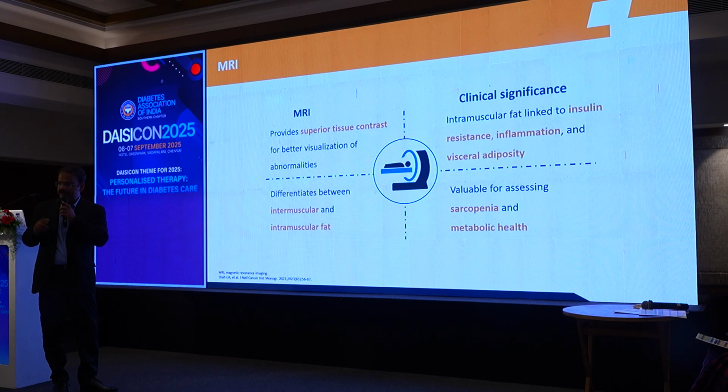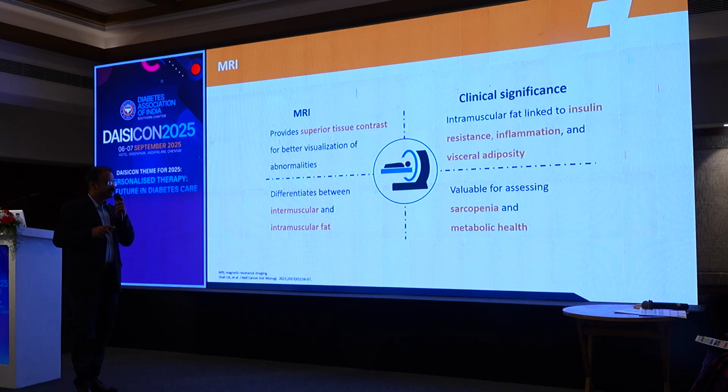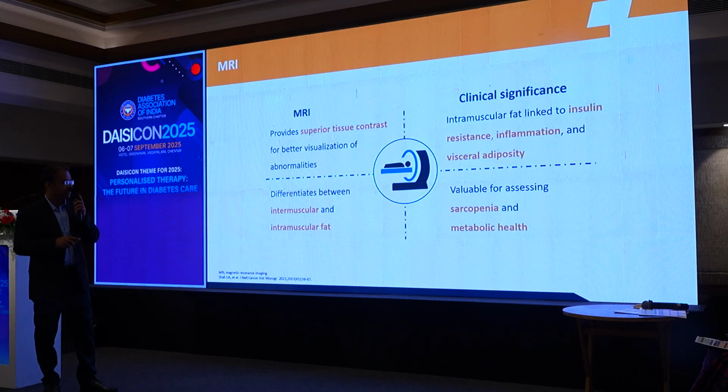What is the importance of intermuscular fat? It is a main factor in developing insulin resistance, inflammation, and visceral adipose tissue. It is very much helpful in sarcopenia and metabolic health.